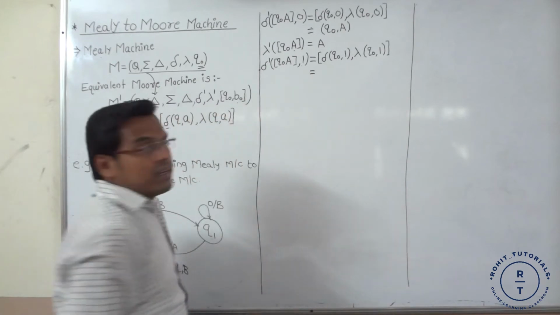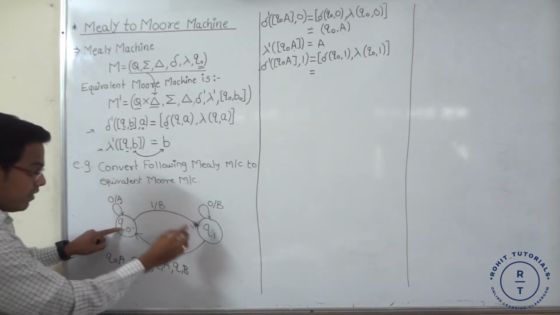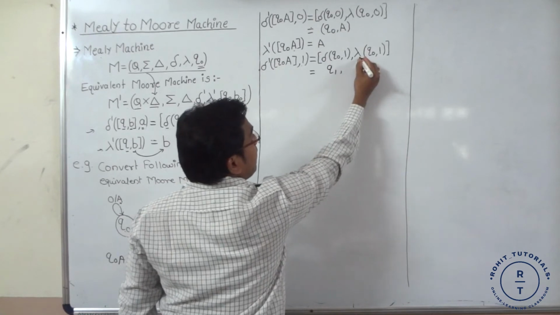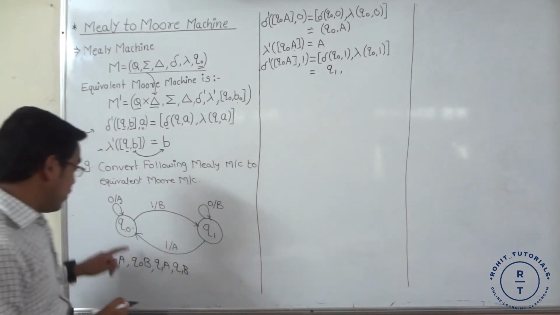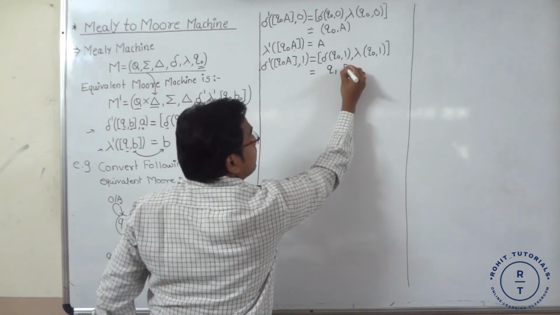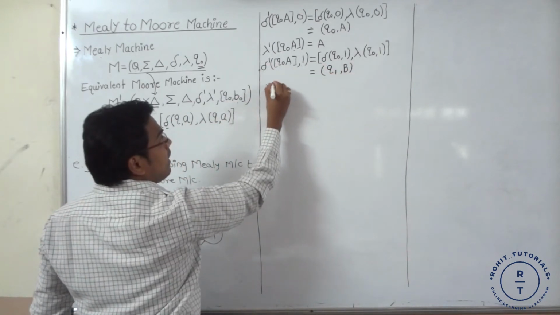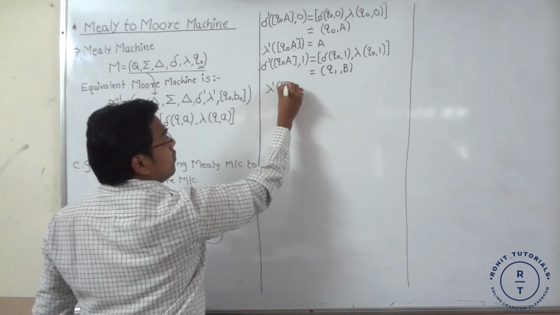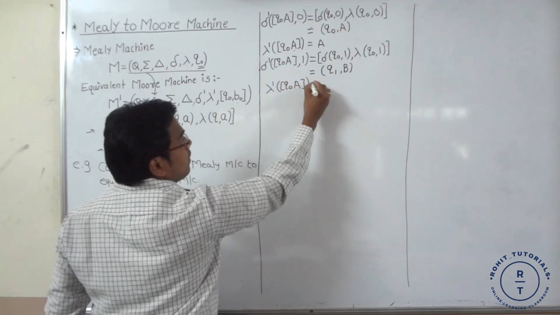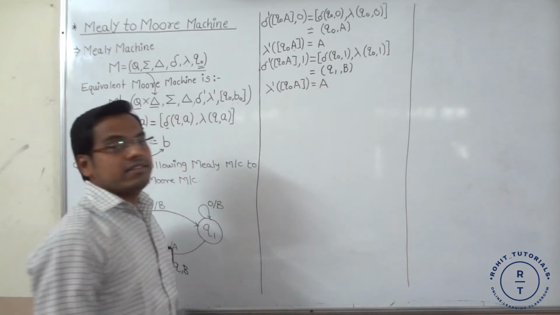Equal to, now the transition function Q0 state 1 is occur, it goes to Q1, comma, lambda of Q0 of 1, Q0 1 is occur, output is B. Output is B, so this is the newly generated state. And second is lambda dash Q0 state A is there, because output symbol is A, so that's why here output we have to consider is nothing but A.